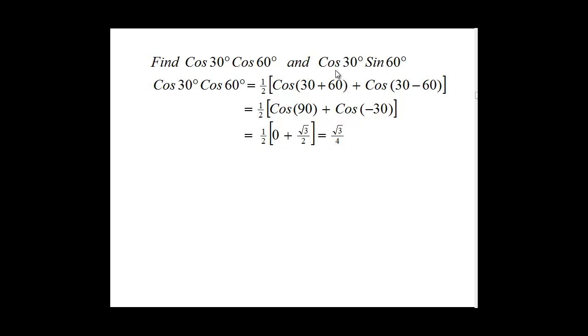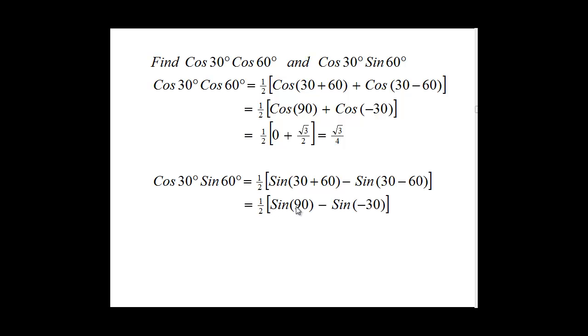Now if I do cosine 30 times sine of 60, again I could do it directly. Cosine of 30 is square root of 3 over 2, sine of 60 is square root of 3 over 2, which gives me 3 over 4. That's the quick way. Now I should be able to get there the same way. 30 plus 60 is 90, and 30 minus 60 is negative 30.